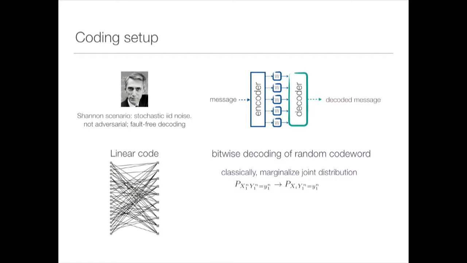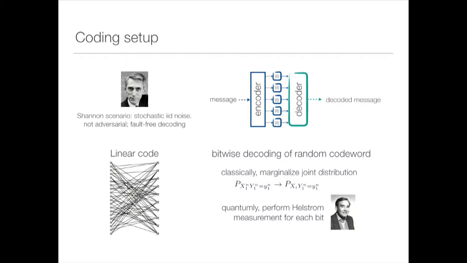So if you want to do bitwise decoding, the classical problem is just to marginalize the joint distribution. There's a joint distribution describing that you have a random code word at the input, and you have the output. Actually, the decoder gets to see the exact value, right? So in principle, there's the joint distribution of inputs and outputs. X_1 to N is the input, Y is the output. You get to see the output, so the Y is fixed. And you just want to know what's the probability of, say, X_i. So I just want to marginalize the distribution.